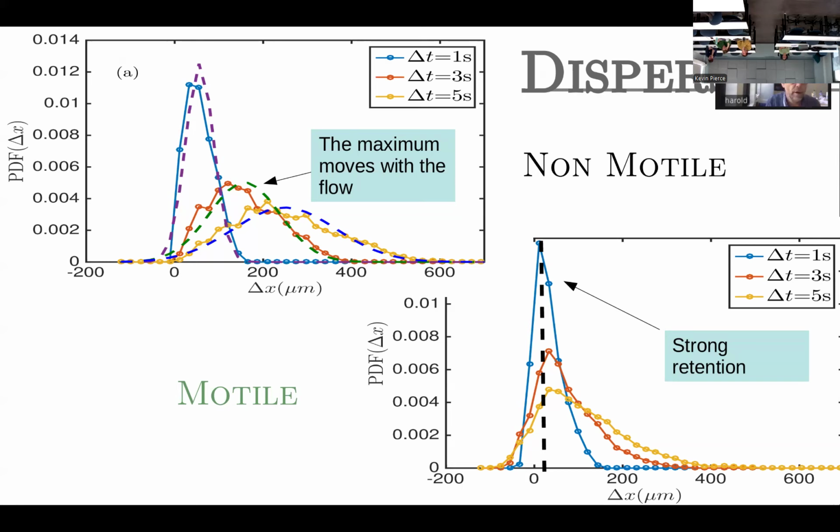Now, if the bacteria are motile, that's the bottom figure, you see that the peak, the maximum of the distribution, stays very close to zero. This means that we have a retention effect. A large quantity of bacteria does not move with the flow. To understand where this retention comes from, that's on the next slide.